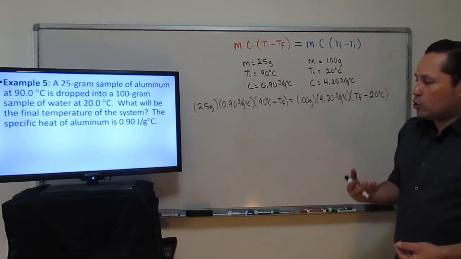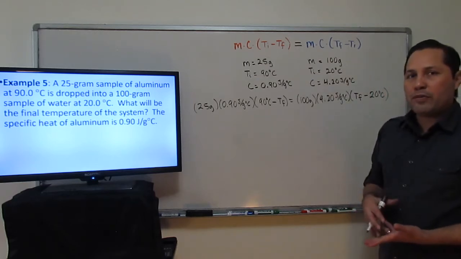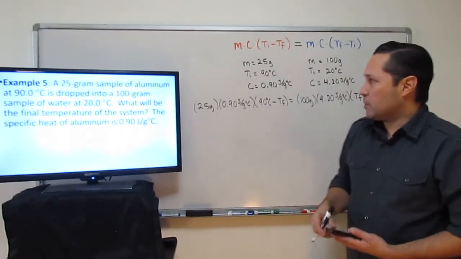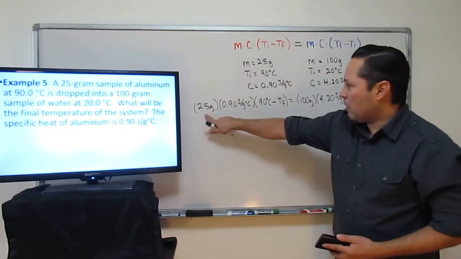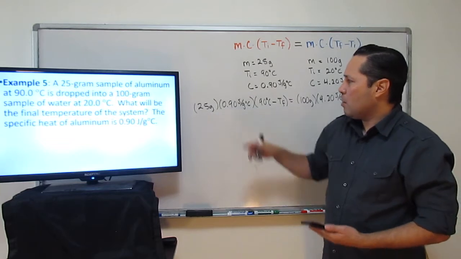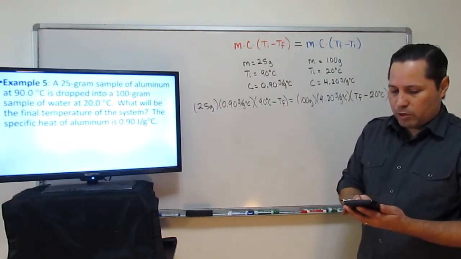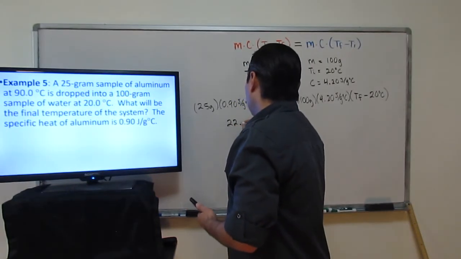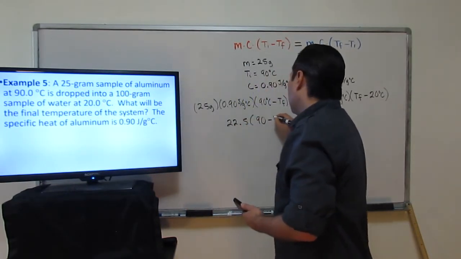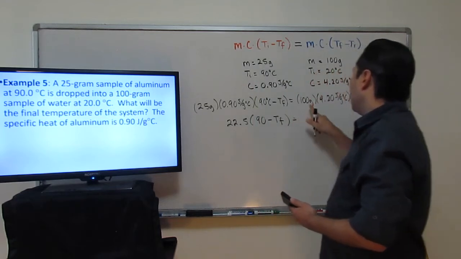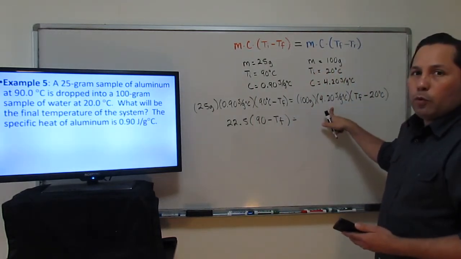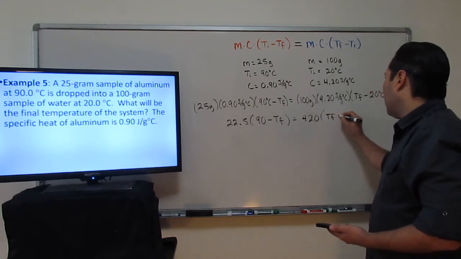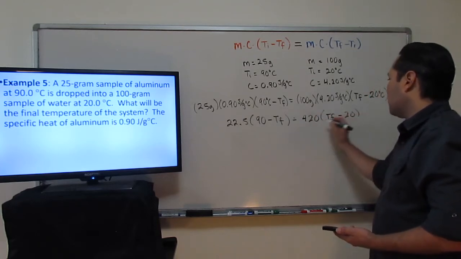From here, it's really just simplifying it using your math skills to solve for that Tf, which is the same on both sides. I want to simplify it a little bit by multiplying these numbers. So 25 times 0.9 gives me 22.5, times 90 minus Tf. And here, 100 times 4.2 gives me 420, times Tf minus 20 degrees Celsius.